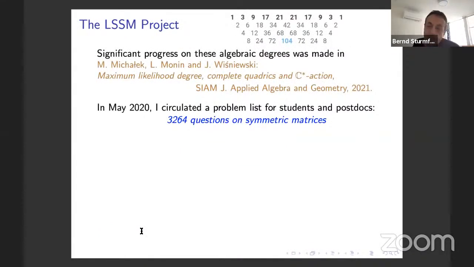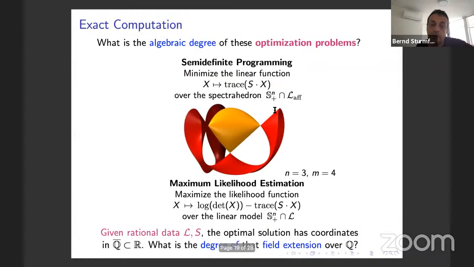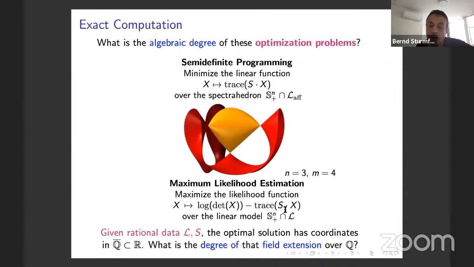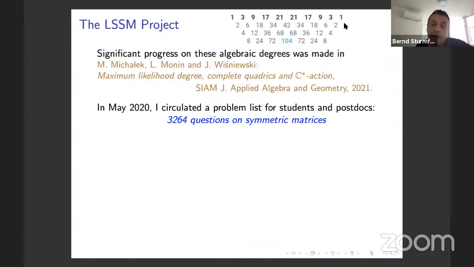Now, the LSSM project, which I'd like to describe in the remaining couple of minutes, started with some important advances on these algebraic degrees. Mateusz Michalek, Monin, and Wisniewski found new results on the maximum likelihood degree of these models. They showed that the maximum likelihood degree, the number of complex solutions to this problem for a generic linear space, is given by the first row in the triangle of Schubert's numbers.